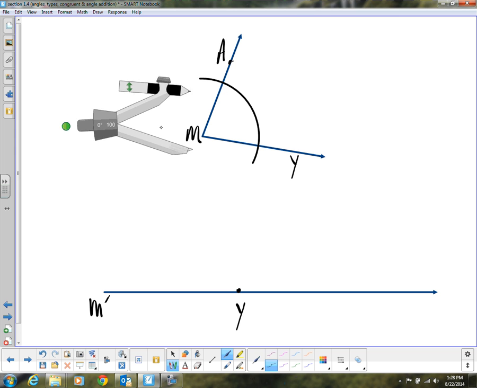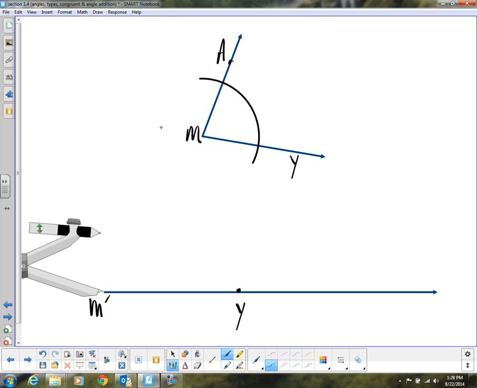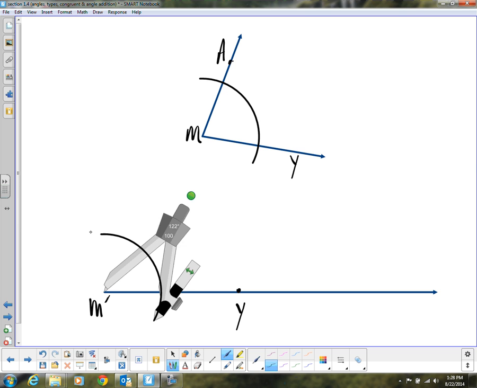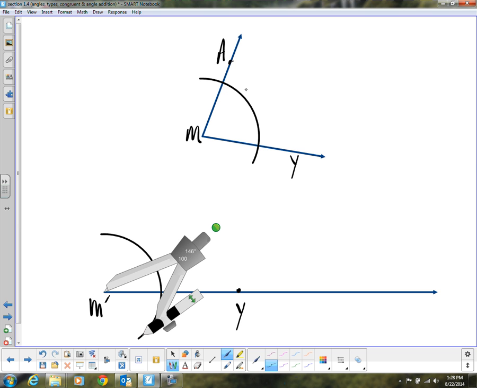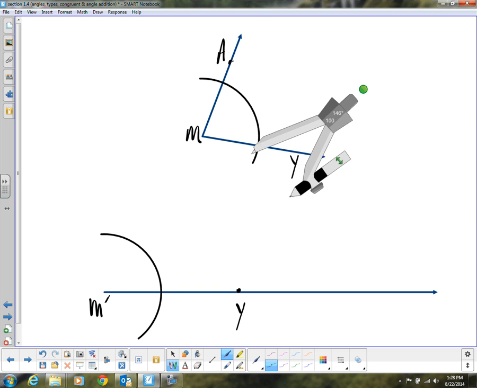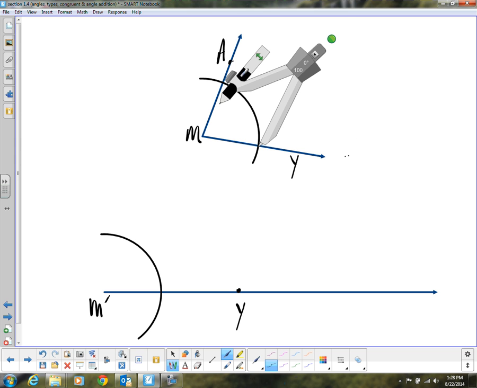All right, so now I'm going to move my compass point down here on M prime. And now I'm going to draw an arc. So these two arcs should be exactly the same. So now what we're going to do is put our compass point on this point of intersection, and we're going to open our compass.